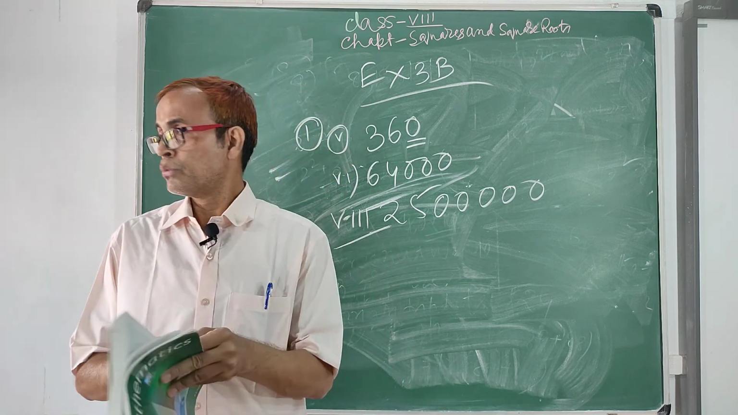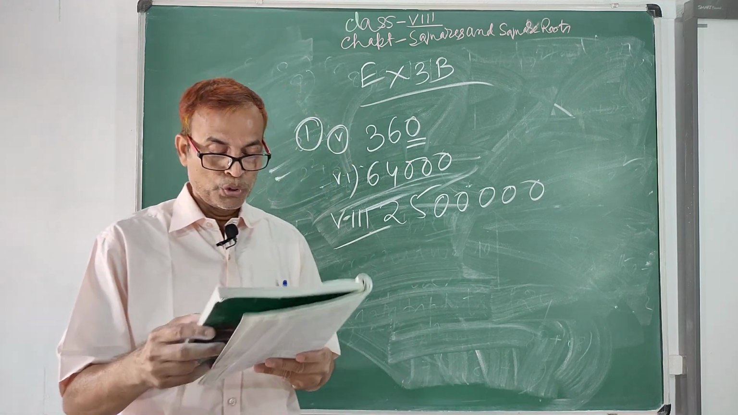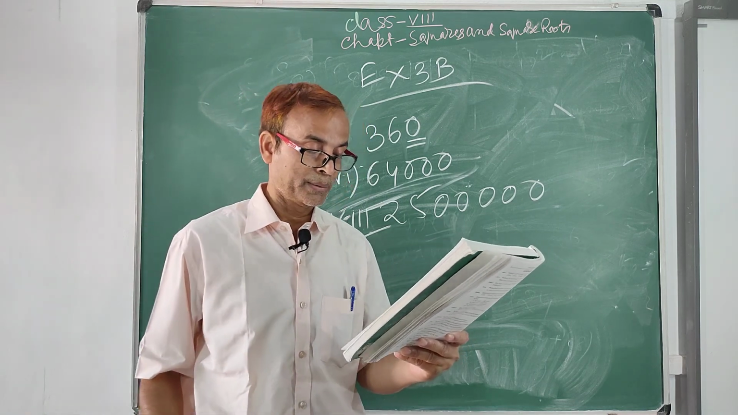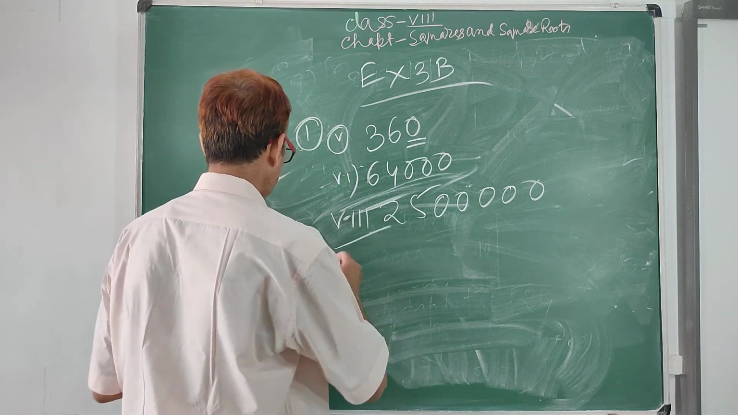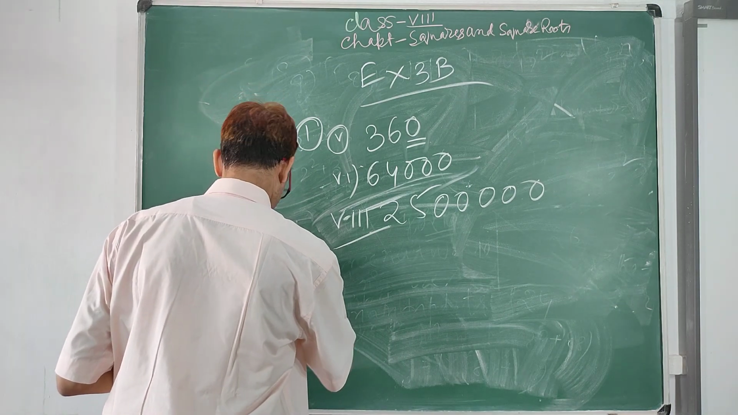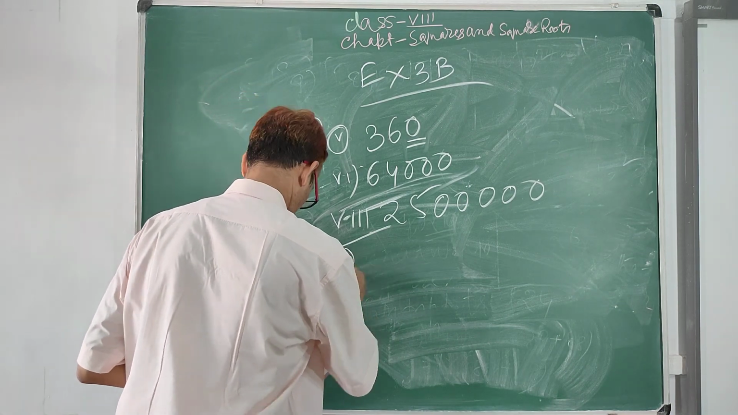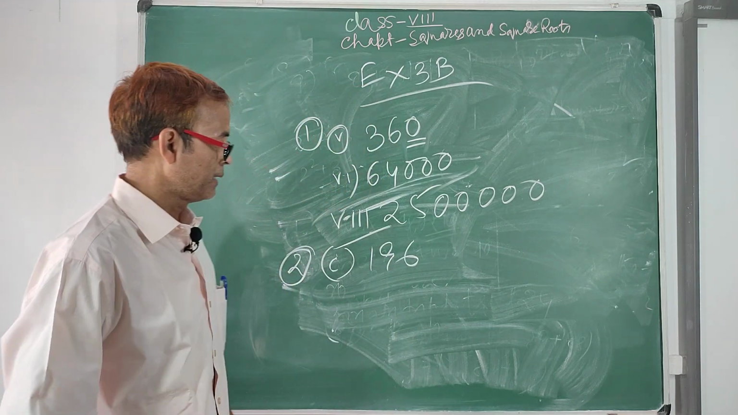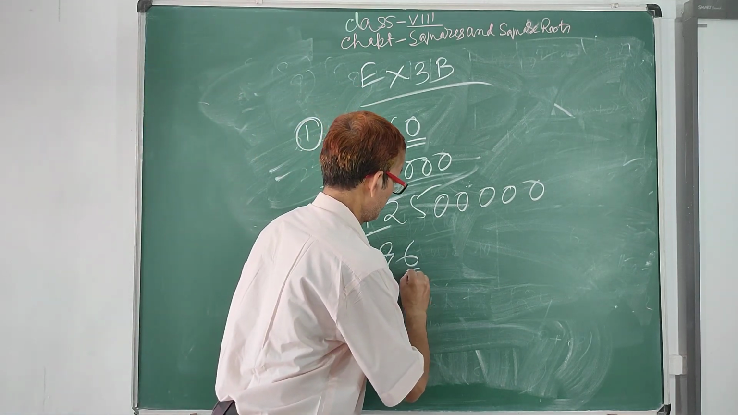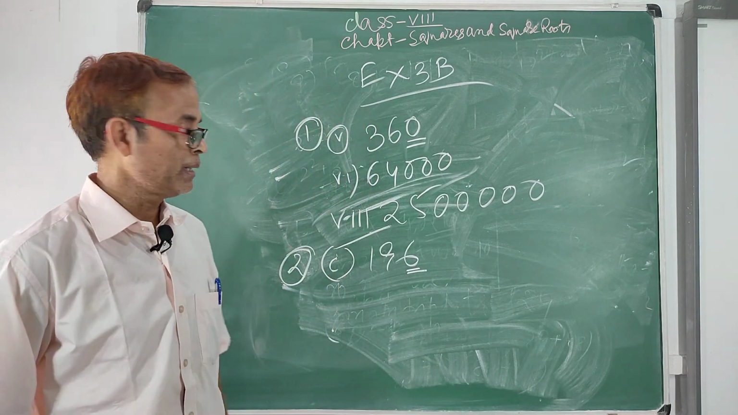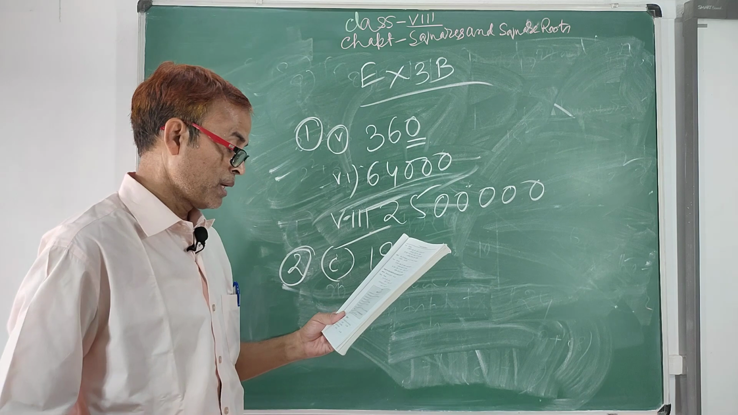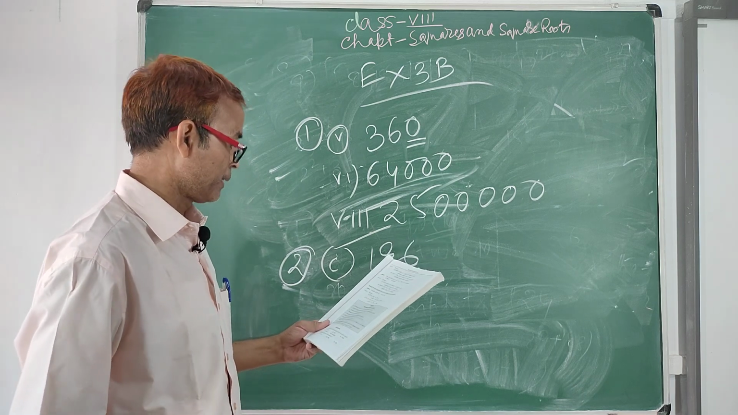Problem number 2. Which of the following are squares of even numbers? Say 196. How will you check? Here the first digit is an even number, so this is the square of an even number.